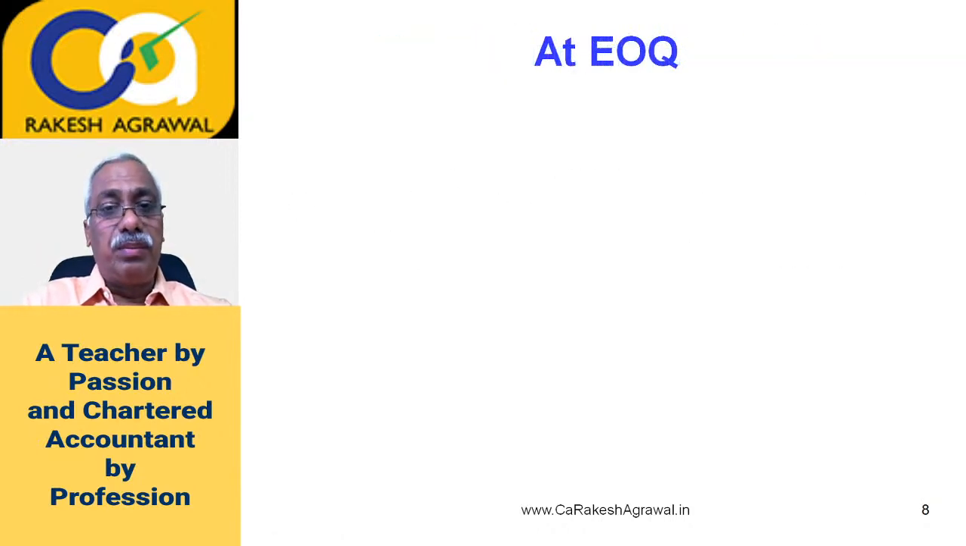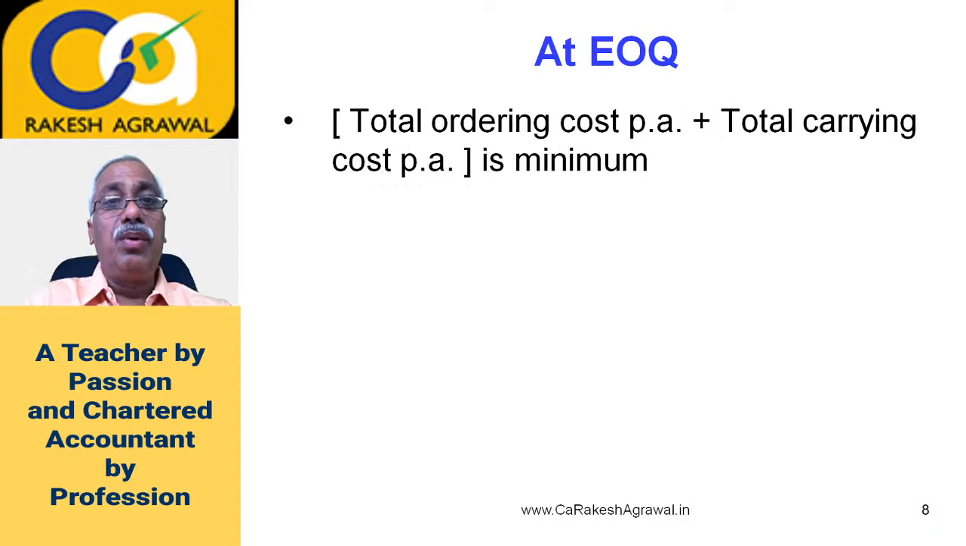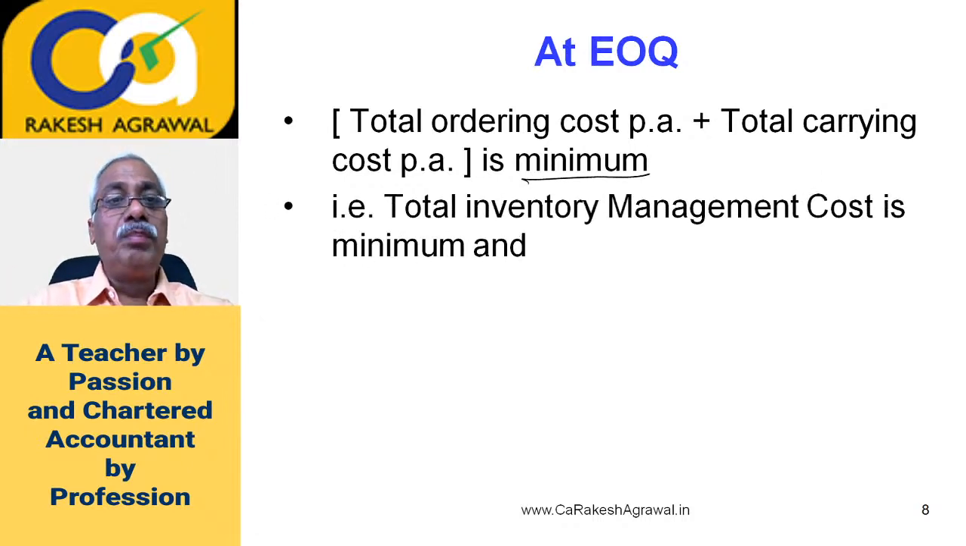Now at EOQ, whatever answer we get by Wilson's formula, at that answer what happens? At EOQ, the total of ordering cost per annum plus total of carrying cost per annum, both these costs we discussed just now, how to calculate, the total of these two together is minimum. Total ordering plus total carrying cost is minimum.